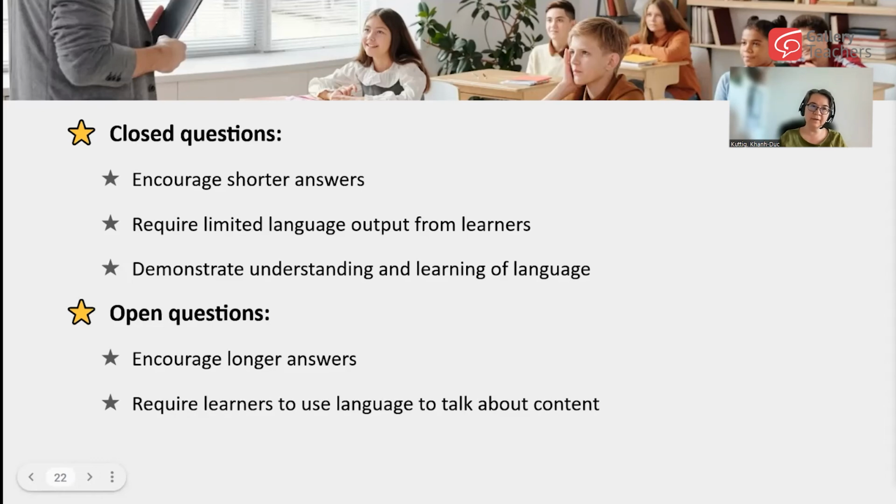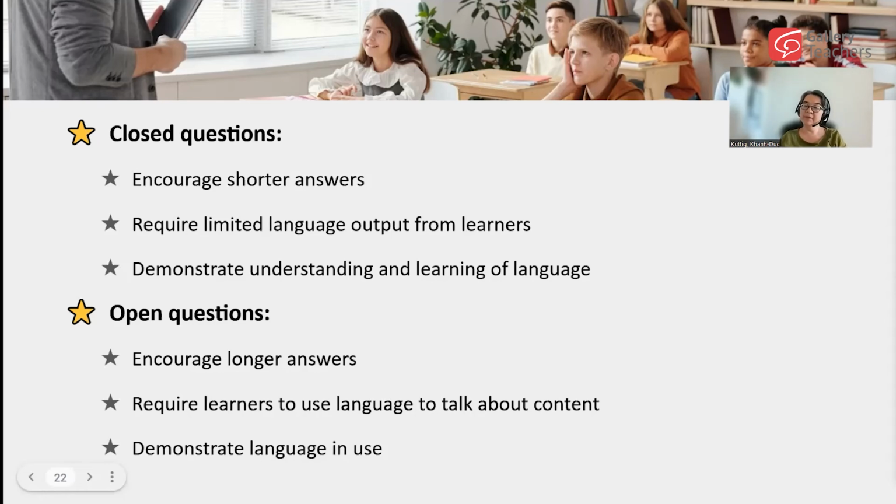So bear that in mind. What these types of questions do, the kind of answers they require, and then you can ask yourself, well, which one's better in my situation? Which type of questions are better for my stronger learners, for my weaker learners? Right? So your open questions demonstrate language in use, whereas your closed questions demonstrate understanding and learning of language.